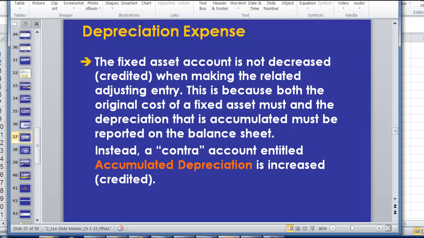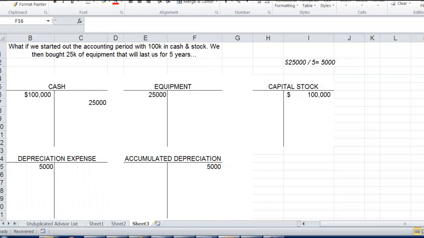Instead, a contra account entitled accumulated depreciation is going to be increased with a credit. So accumulated depreciation is a contra asset account. An asset is increased with a debit, so this is increased with a credit. And every single year, we're going to make the same entry: a debit to depreciation expense and a credit to accumulated depreciation.